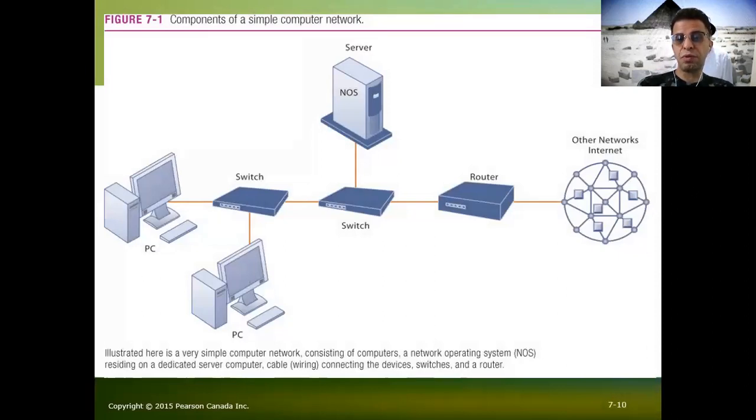If we look at the components of a simple computer network, let's say we have two PCs connected through a switch, then a second switch between these and the NOS. Then you have the router, which connects to other networks and the internet and helps to divide the work. So here is a very simple computer network consisting of computers, a network operating system or NOS, resident on dedicated server computers. Usually these days, the NOS is part of your PCs or laptops. Then there is cable wiring connecting the devices, switches, and routers.